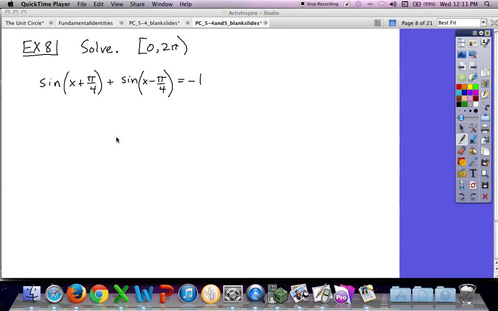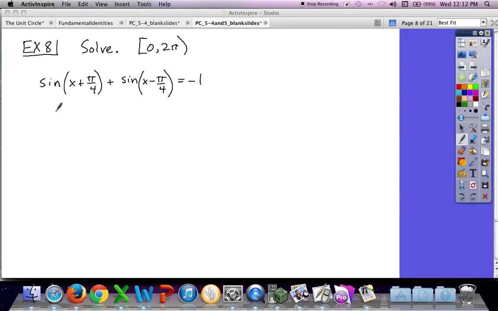Okay, solve. So we did some evaluating of expressions. We did a verify of an identity. Here's the solve of an equation. And it did say between 0 and 2 pi. And you could see that there's actually two different formulas we're going to need. We need the sine of a sum and the sine of a difference. So you should have it right in front of you.